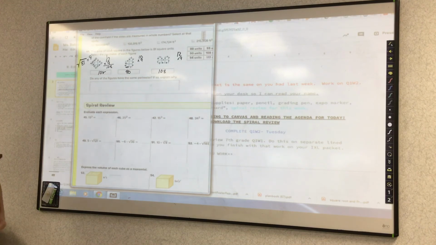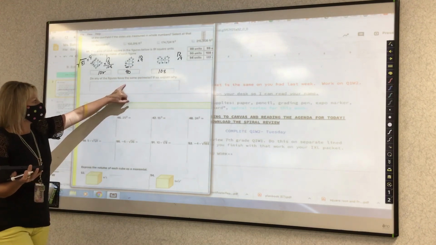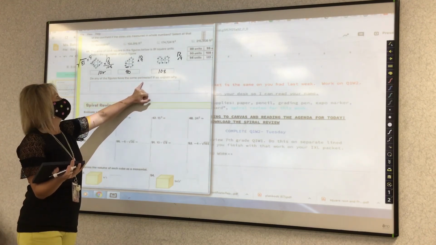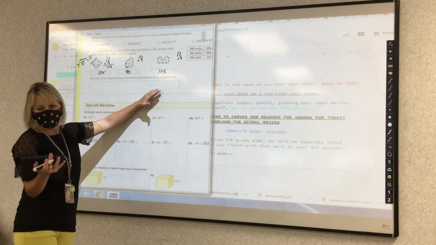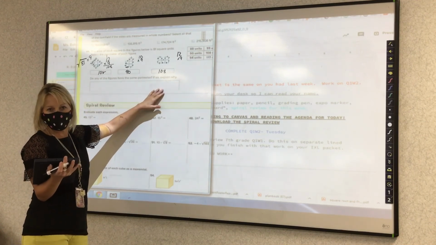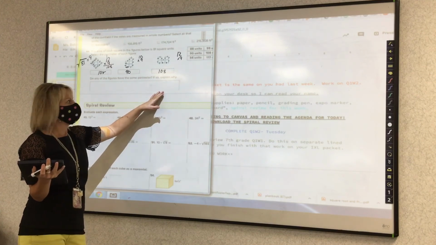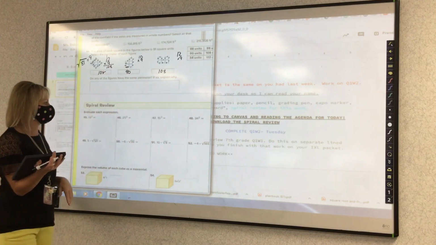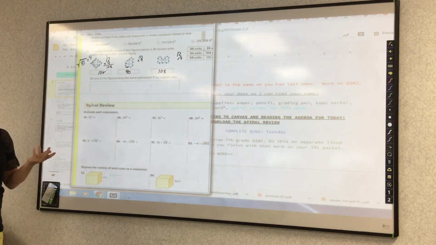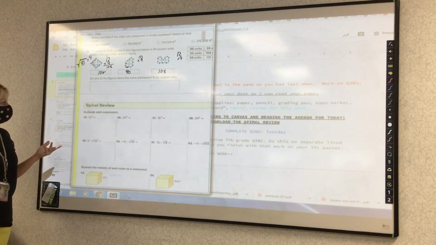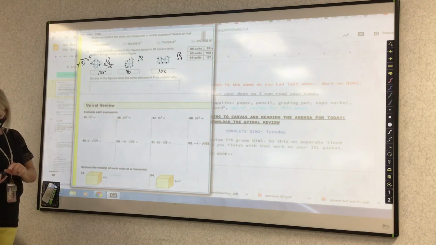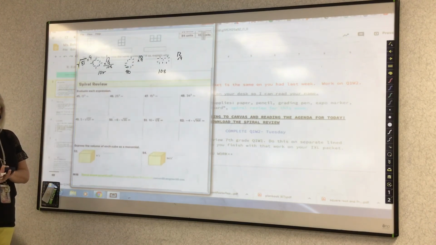Do any of the figures have the same perimeter? Yes. The first and the second one, or first and the last one, or first and third, however you want to put it. The explanation was how we solved it. The distance around the shape is the same. I just put yes because.